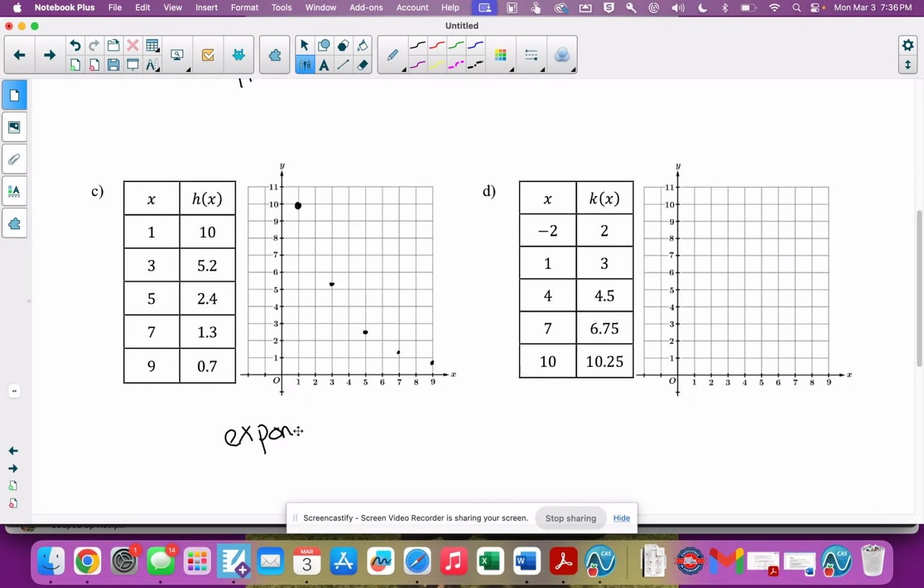But it is decreasing proportionally, not constantly. It's not decreasing by the same amount every time. It is definitely decreasing by a proportion or a percent of what was there.